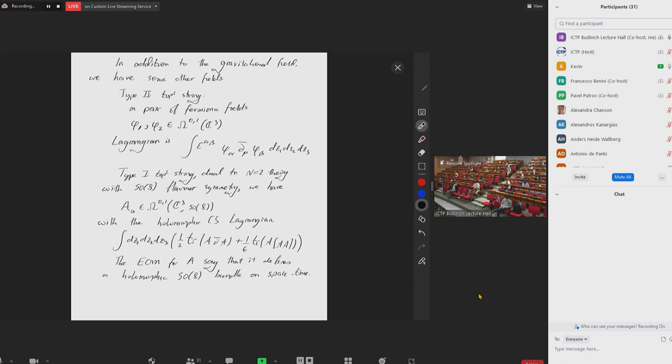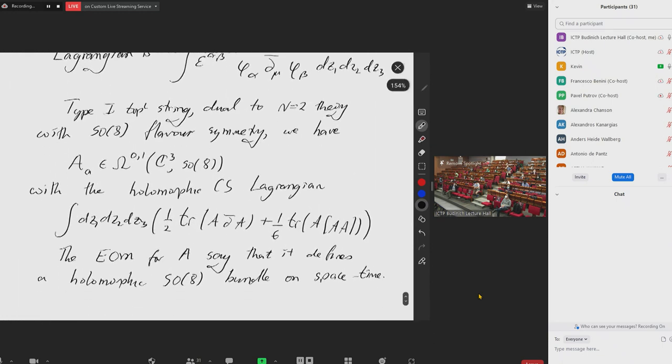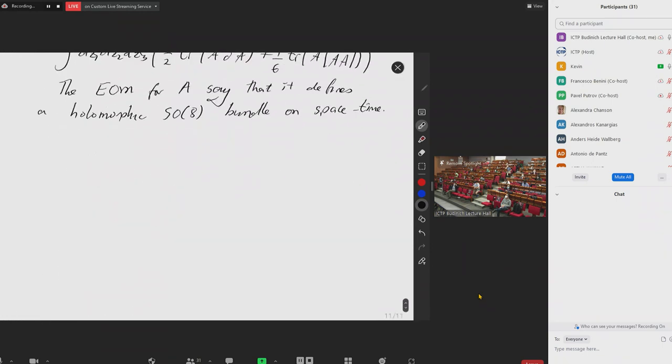I have a question. Is there some constraint on this SO8 bundle, that it has to be SO8, or would any bundle give a good topological string, type 1 topological string? Yeah. As far as I know, it has to be SO8. I mean, there are suggestions from S-theory. This is a bit more complicated.